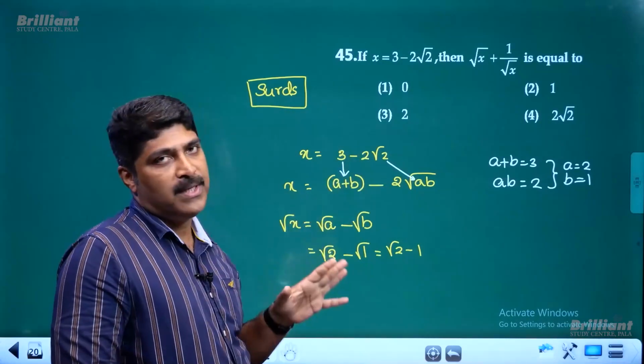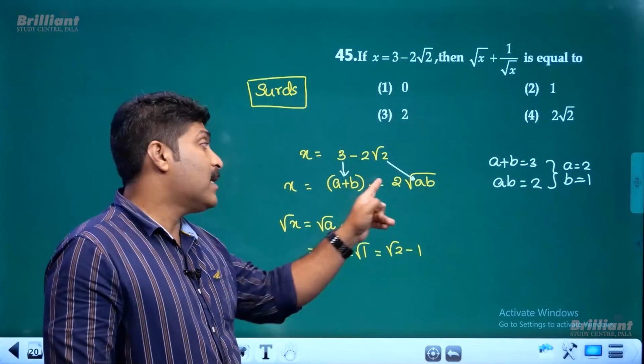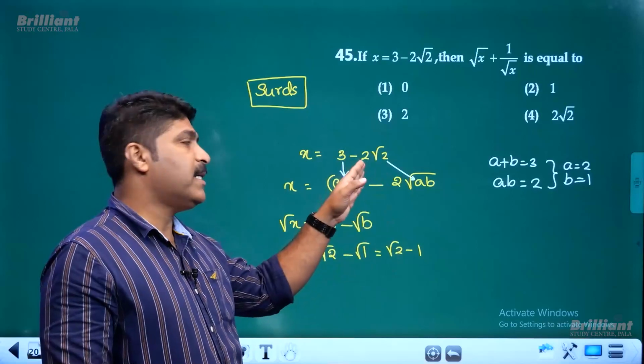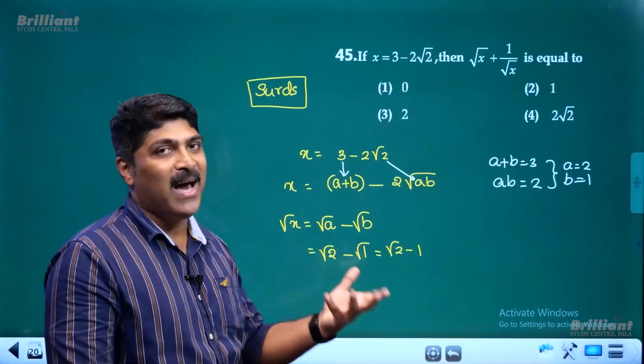If the presence of 2 is not there, you have to make that presence as 2. Rest all the factors you have to keep inside. Or if the outside does not contain such a 2, take a 2 from inside. So like that we have to arrange.